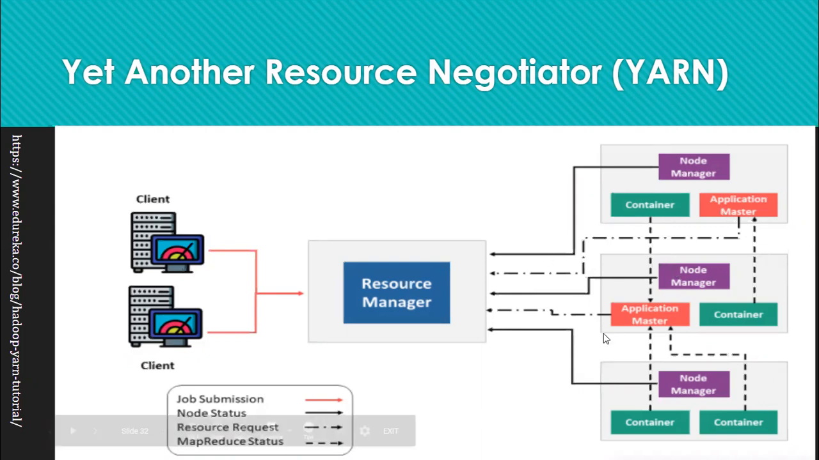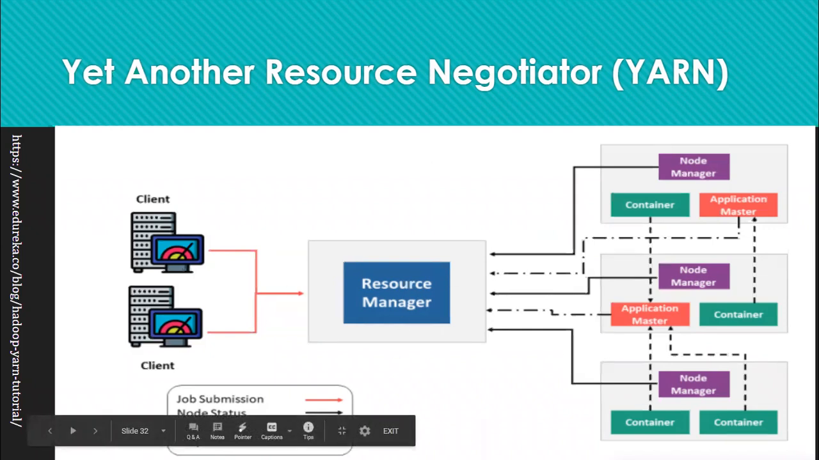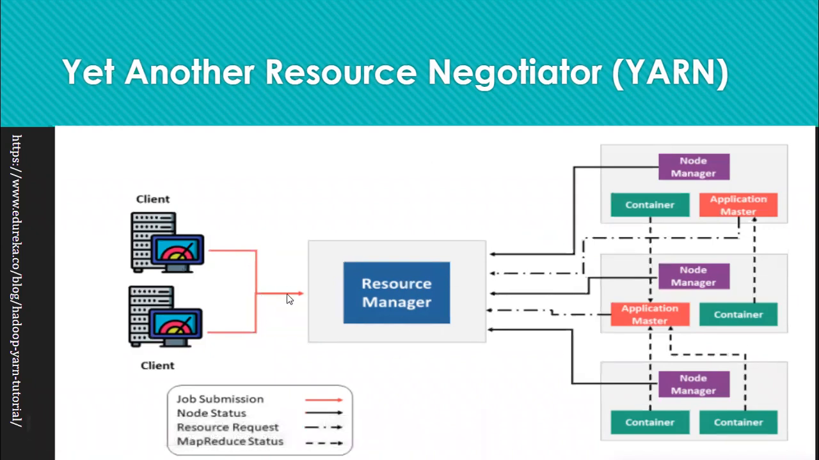There are different types of arrows used in this architecture, where this red arrow indicates the submission of a job. This black thick arrow is the node status, where the resource manager always checks the status of the nodes, which node is free, which node is heavily working. So it is not going to give the job to that heavily working node. It finds which nodes are free and can perform the job faster.